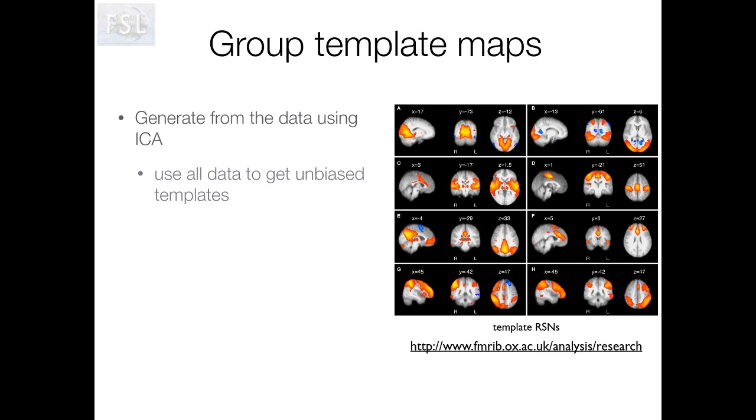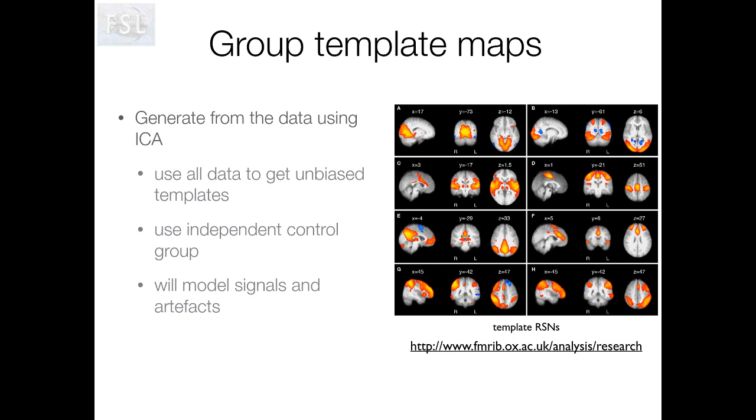But this would introduce a bias in your results, because the data from your controls will be much more similar to the group ICA templates, because you only used the controls to generate the template. So there is likely to be a much better fit of your controls to the group template, and you could end up with completely spurious differences because of this bias. So it's important to use all of your data, to use a representative sample of the data from all of your groups in your analysis.